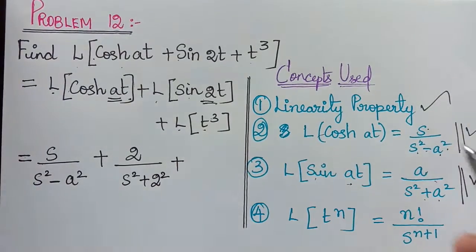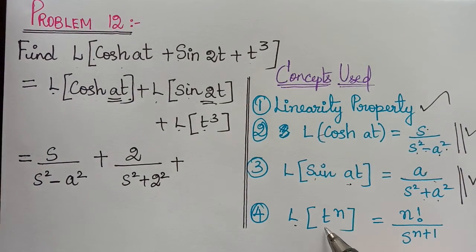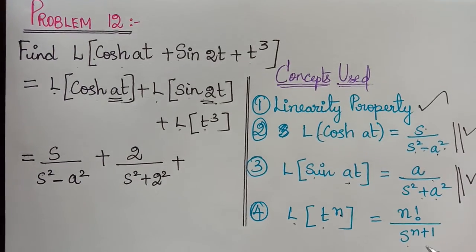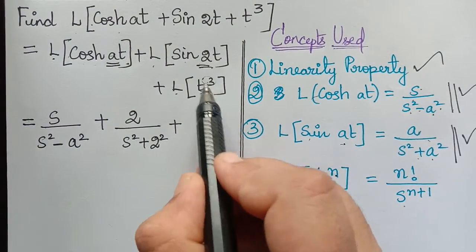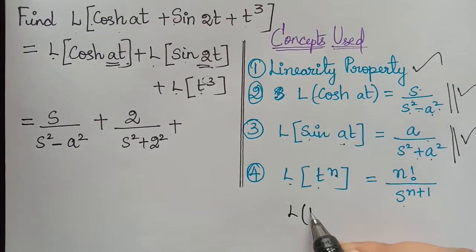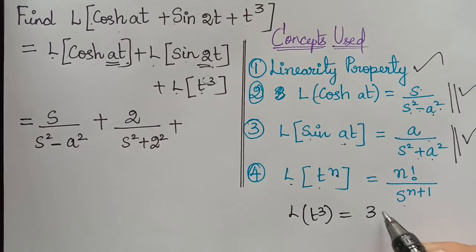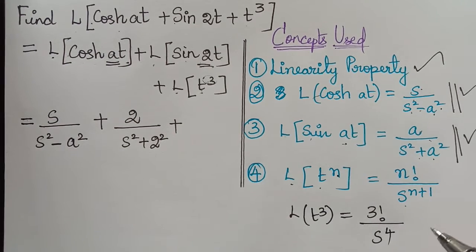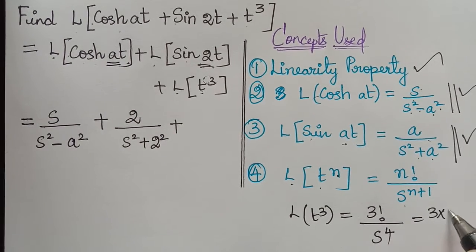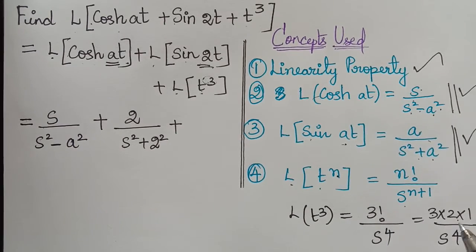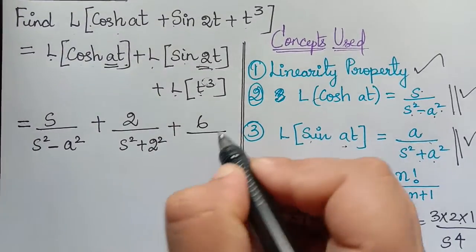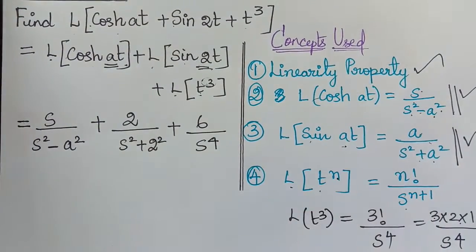Next we have Laplace transform of t cube. So we will be using the formula Laplace transform of t to the power n equal to n factorial by s to the power n plus 1. Here we want to find Laplace transform of t cube, so the value of n is 3. So Laplace transform of t cube will be equal to 3 factorial divided by s to the power 3 plus 1, which is 4. And what is 3 factorial? 3 into 2 into 1 divided by s to the power 4. So 3 2 times is 6, and so the solution will be 6 divided by s to the power 4.